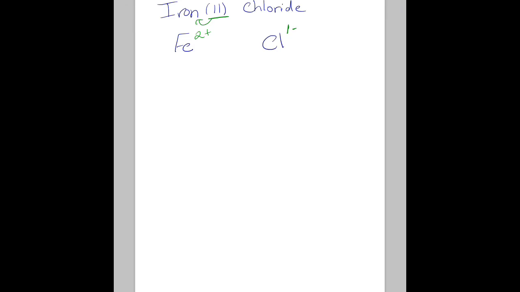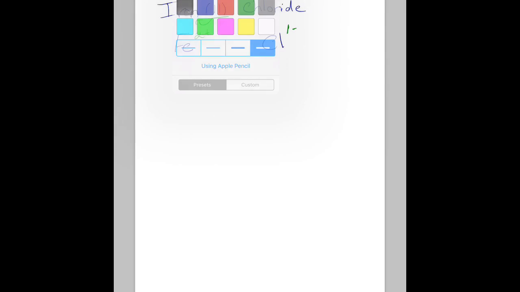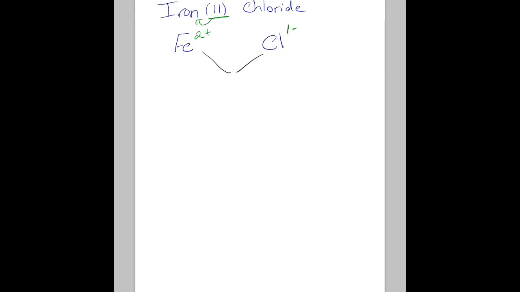Now that we've figured out the symbols and the charges for each of these, we can combine them. And don't forget, here is where crisscross rule applies. So the symbols stay the same, Fe and Cl. We don't change those at all. But we're going to drop the signs of our charges and we're going to crisscross them. This 2 is going to go over here to chlorine, and this 1 is going to come down here to Fe. But normally you're going to see it written like this without that 1 there. That 1 is kind of assumed. So when you see the name iron(II) chloride, you know that the formula is FeCl2.